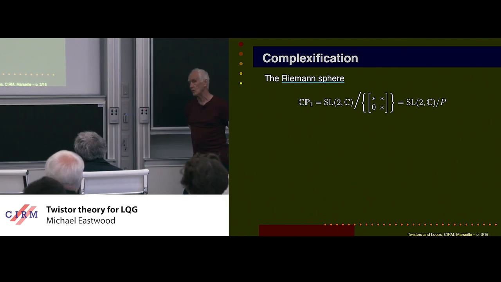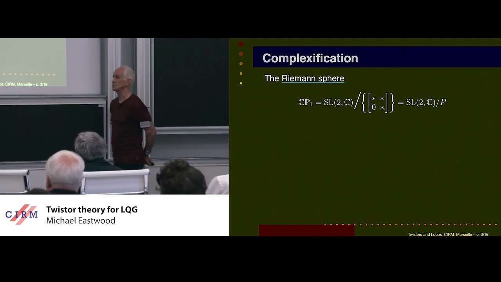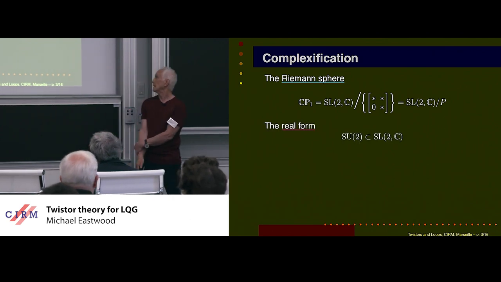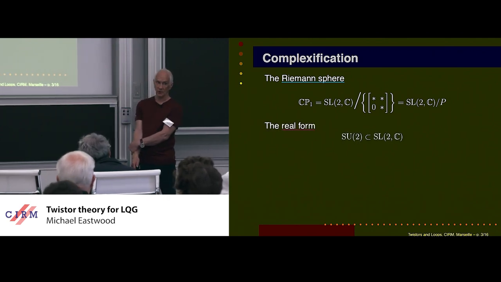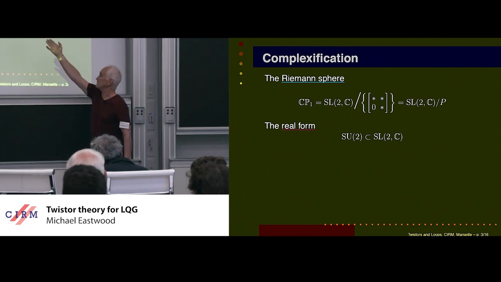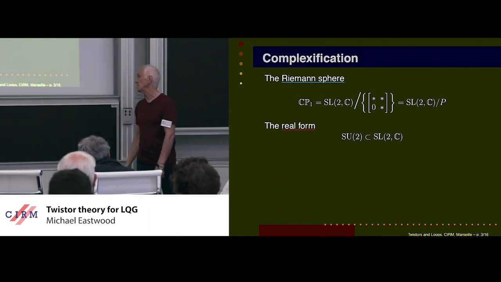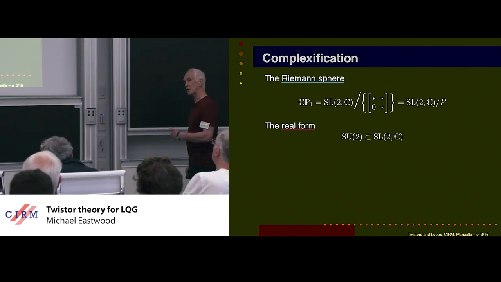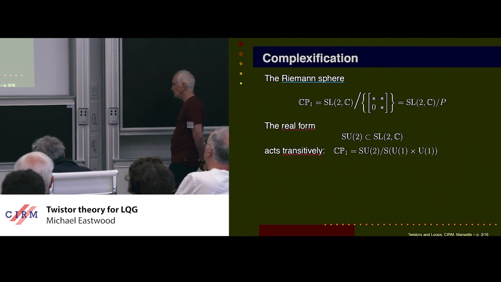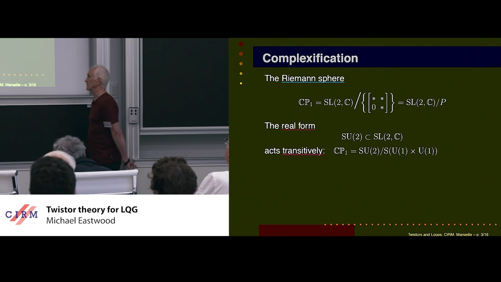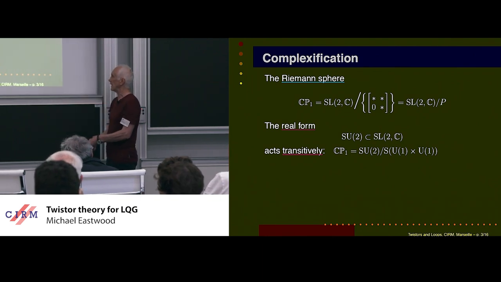But if you ask how subgroups of SL2C act, then there are some significant things. For example, if you look at the compact real form, every complex semi-simple Lie algebra has a unique compact real form, in this case SU2, that always acts transitively. The compact form is always the most boring. So here we've got something acting transitively.